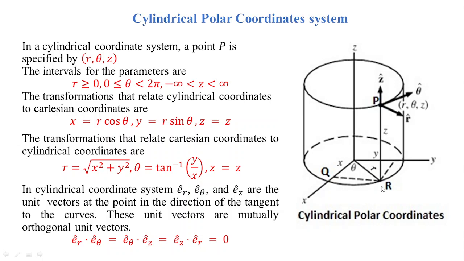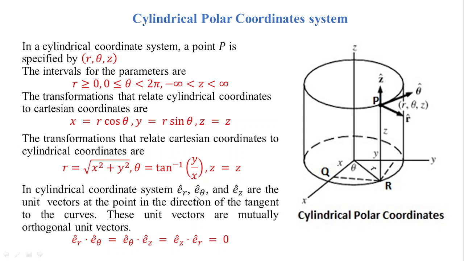The relations between Cartesian coordinates x, y, z and cylindrical coordinates r, theta, z are x is equal to r cos theta, y is equal to r sin theta and z is equal to z. From these three relations, we can find the values of r, theta, z in terms of x, y, z. These results are r is equal to square root of x square plus y square, theta is equal to tan inverse y by x and z is equal to z.